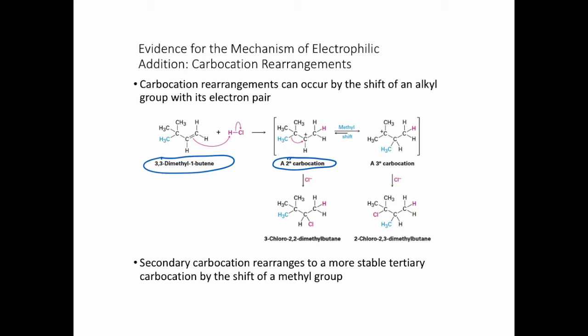In this case, here are our neighboring atoms. We could move one of the methyls on the left over and get a tertiary carbocation, which is better. And then in the second step, the chloride attacks the carbocation, and you get this as the major product.